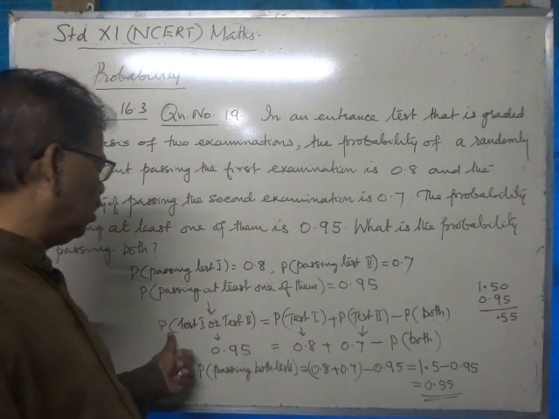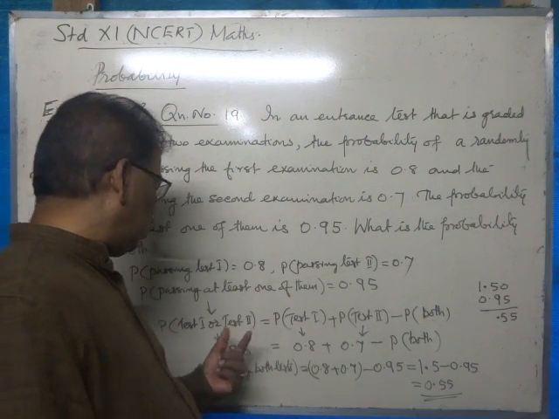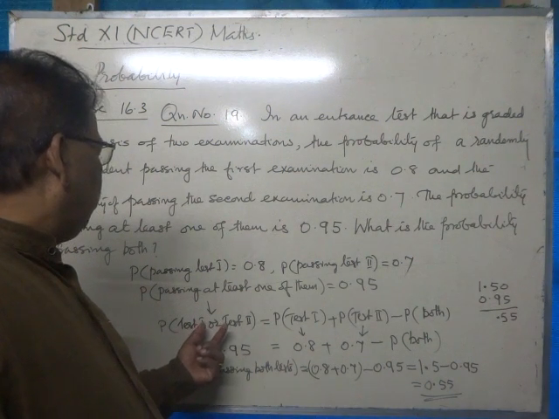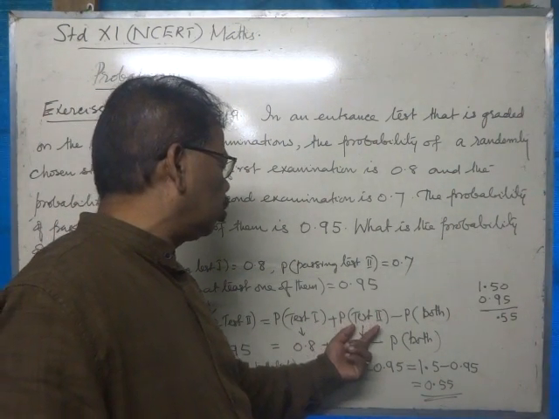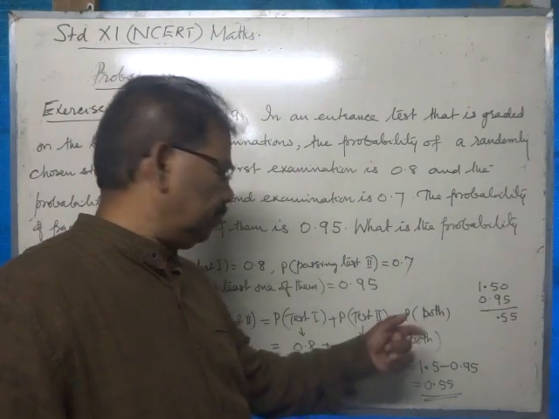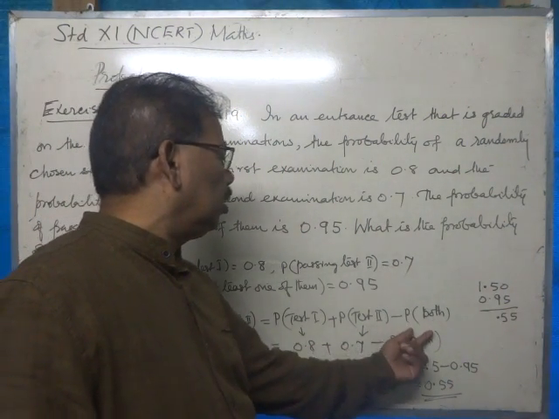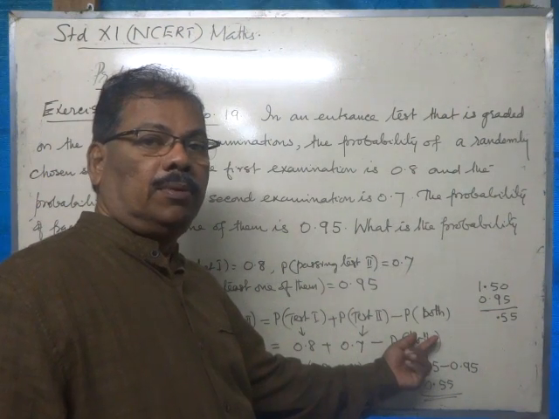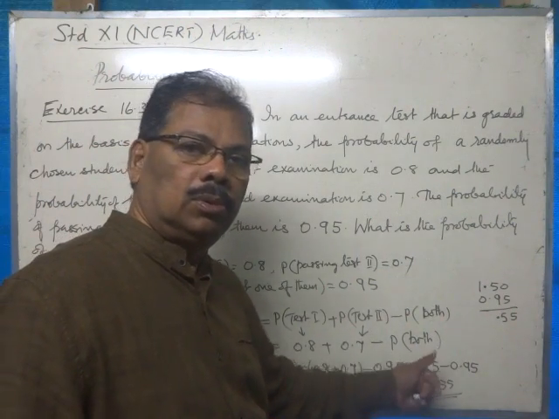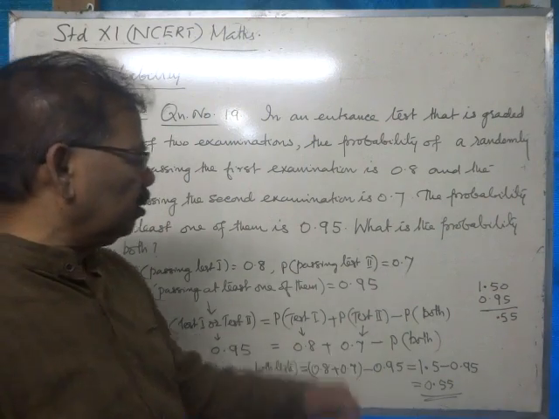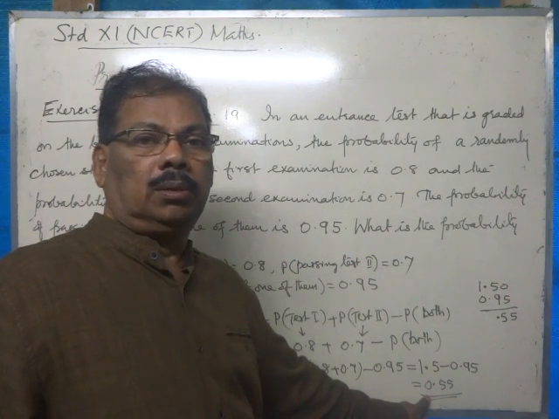Probability of passing test 1 or test 2 is 0.95, and probability of passing test 1 or test 2 is probability of passing test 1 plus probability of passing test 2 minus probability of passing both, giving values 0.95, 0.8, 0.7, and the probability of passing both is not known. Leave it as probability of both. Rearranging, we get the value 0.55 for passing both the tests.